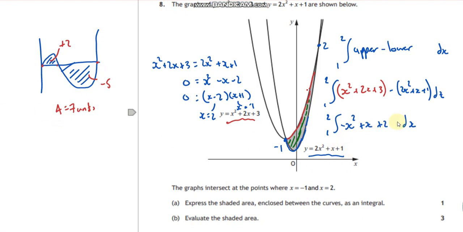So yeah, don't forget your dx, and don't forget this bracket around the lower function. Okay, don't just take away 2x squared. Without the bracket, you're just taking away 2x squared. You need the bracket to take away each of these terms. And if they ask you where they meet, we've discussed that as well. So nice little question. And the next one says evaluate the shaded area.